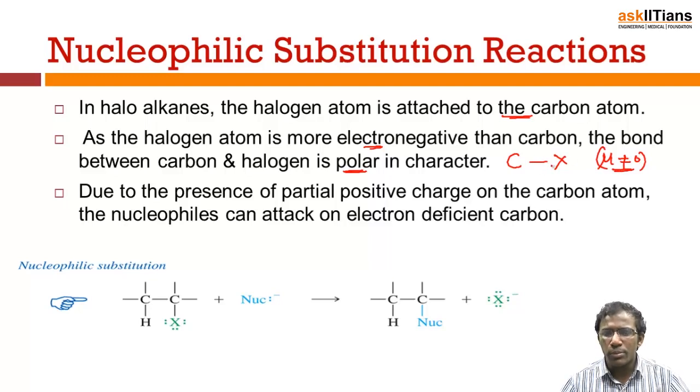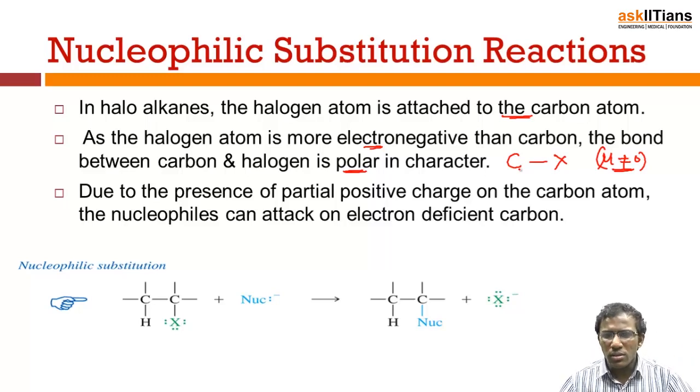If you take a bond between similar atoms, then that would be non-polar because there is no electronegativity difference, so there is no dipole moment. But here, due to the non-zero electronegativity difference, this bond is said to be a polar bond. You discussed more about this polar and non-polar character in the chemical bonding chapter.